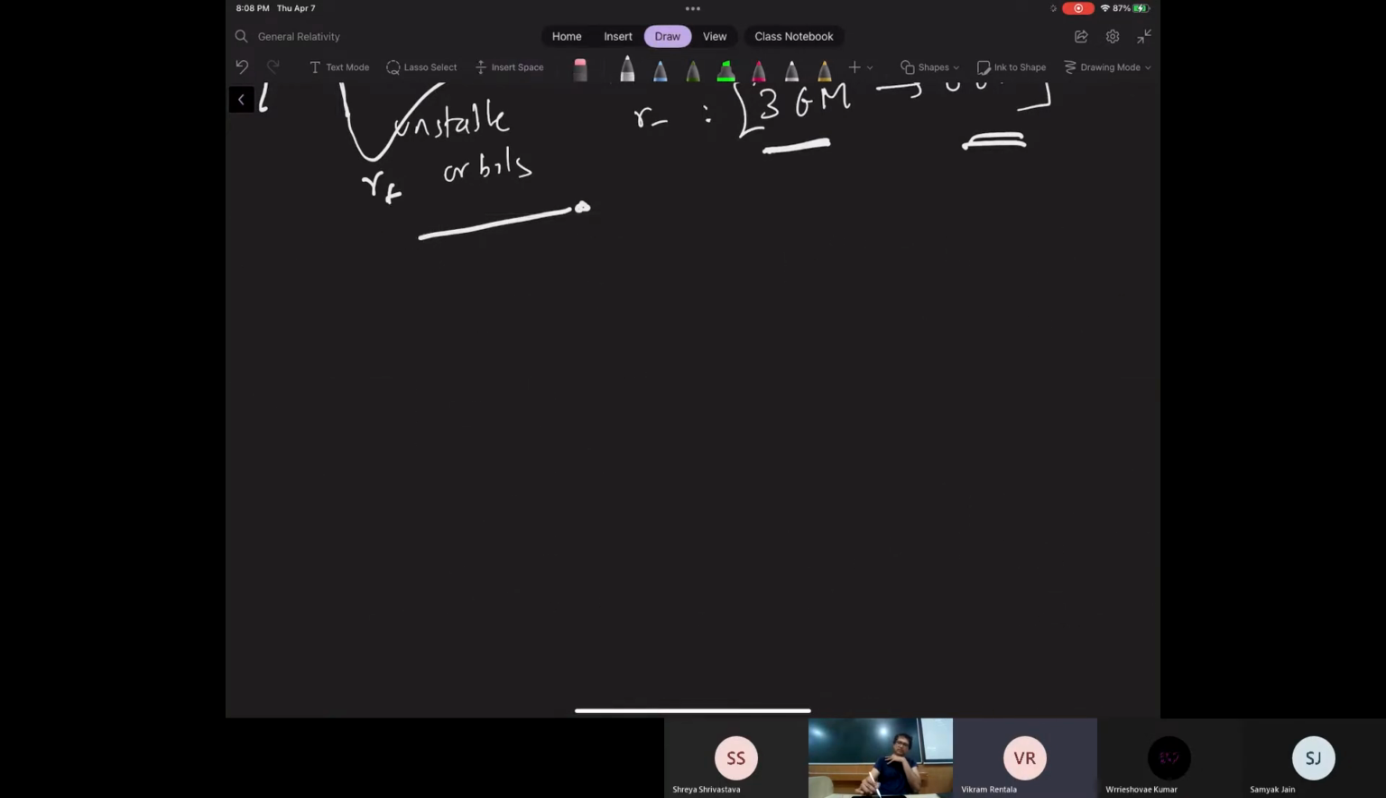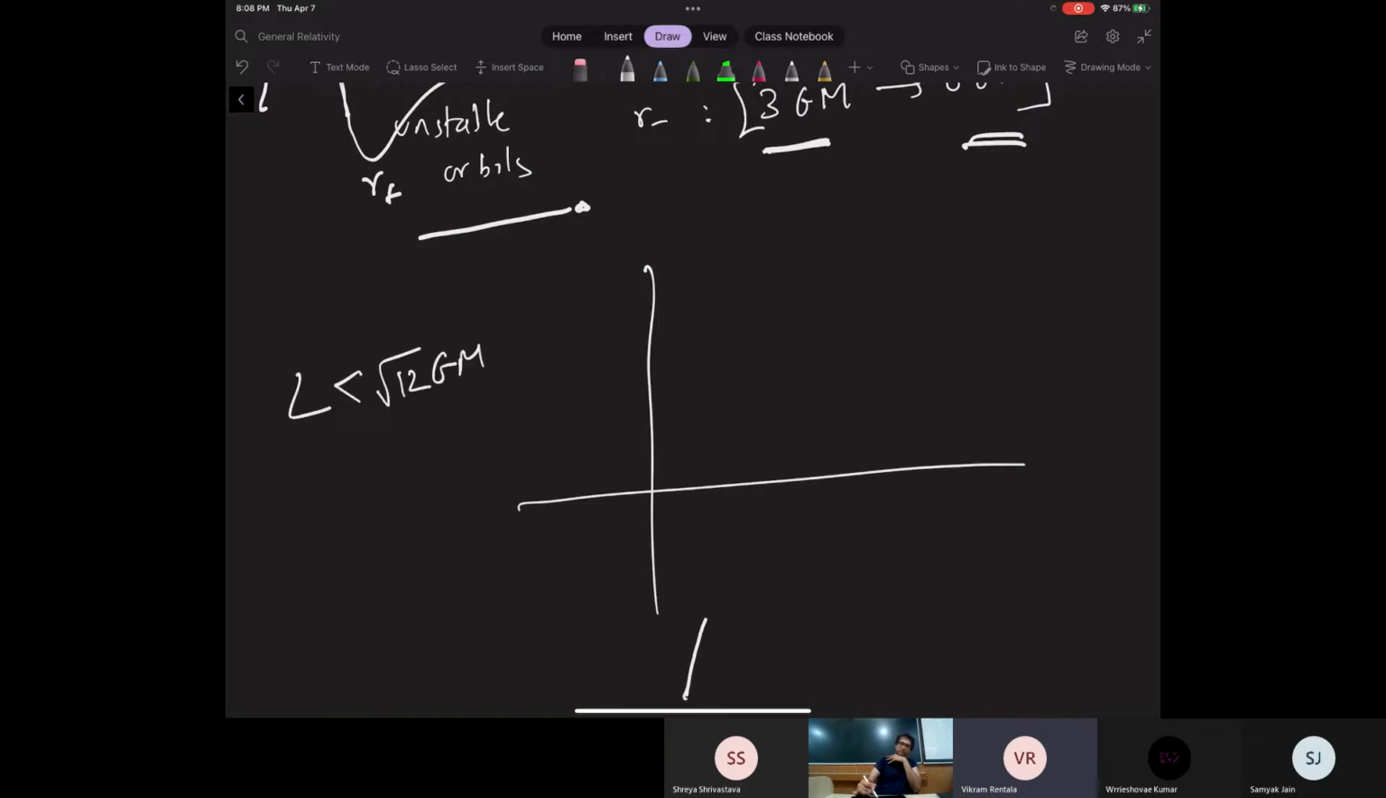So let's understand what that means. What we're saying now is if L is less than this critical value, the potential looks like this. There's no maximum or minimum. This is for massive particles. It's minus 1 by R cube here. It's 1 by R here.